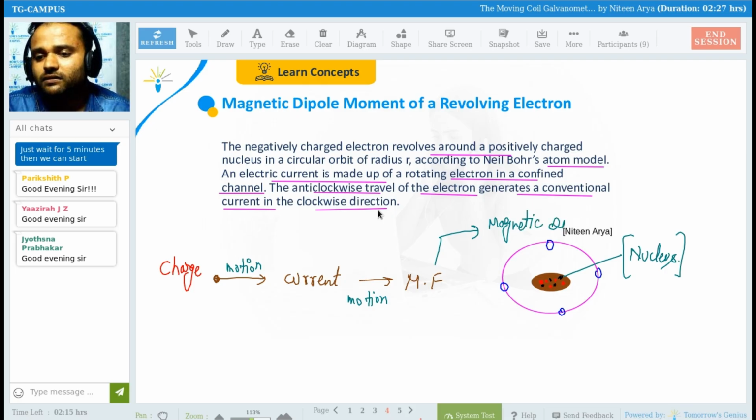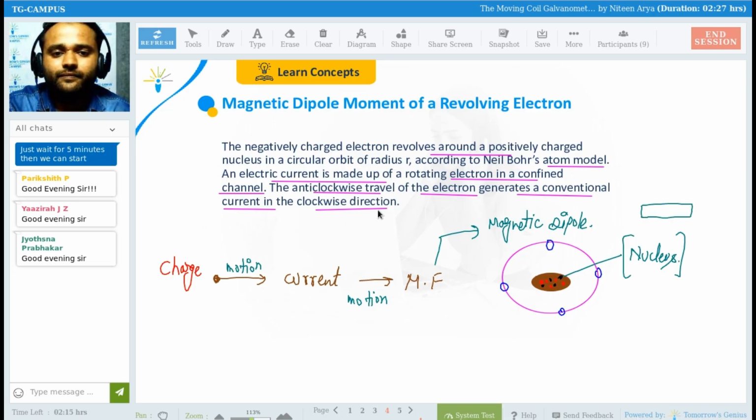Magnetic dipole, because we have a north pole and south pole all together every time. This is your north, this is your south. Clear? So that can be generated due to the rotation of electron also. Or if we have a magnet, so we have a magnetic dipole moment also.